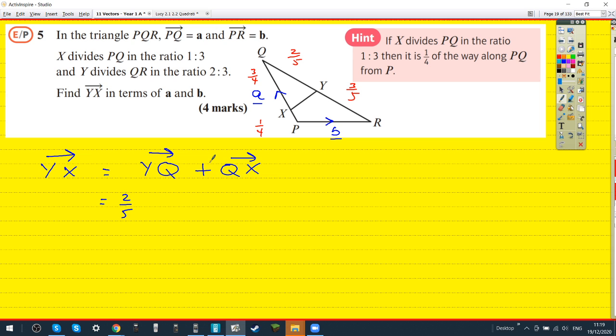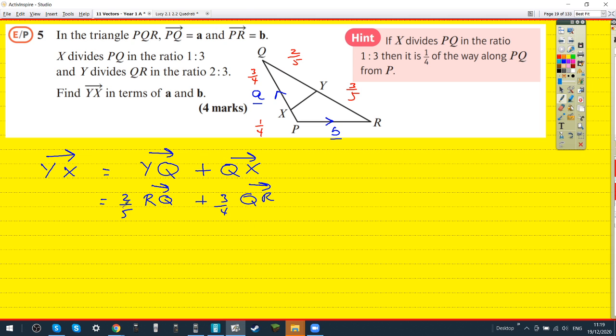2/5 of QR or RQ. RQ, yeah. And then how about the other one? RQ. The other one would be 3/4 of PQ. Other direction? Oh, minus 3/4 PQ. Oh no, QR. Yeah, let's just go QR.